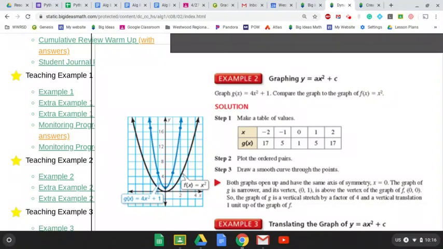Let's look at 8.2 example 2. We're going to graph y equals ax squared plus c. Now remember, the a and the c cause our graph to transform compared to the parent function. Let's remember what the a does.